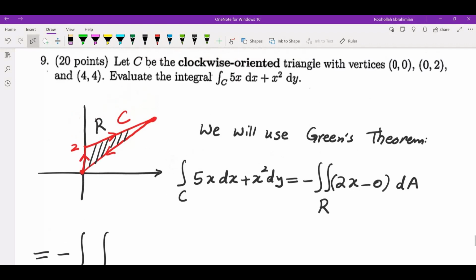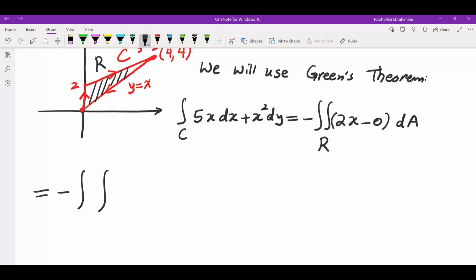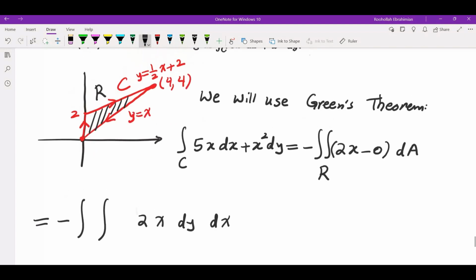We need to find the two lines, bottom and top of this region. Bottom is just y equals x. The top line has a slope of 1/2, so this one is y equals 1/2 x, but the intercept is 2. So both of these points, (4, 4) and (0, 2), satisfy that line. So I'll do dy dx as a vertically simple region. Y goes from x to 1/2 x plus 2, and x goes from 0 to 4.